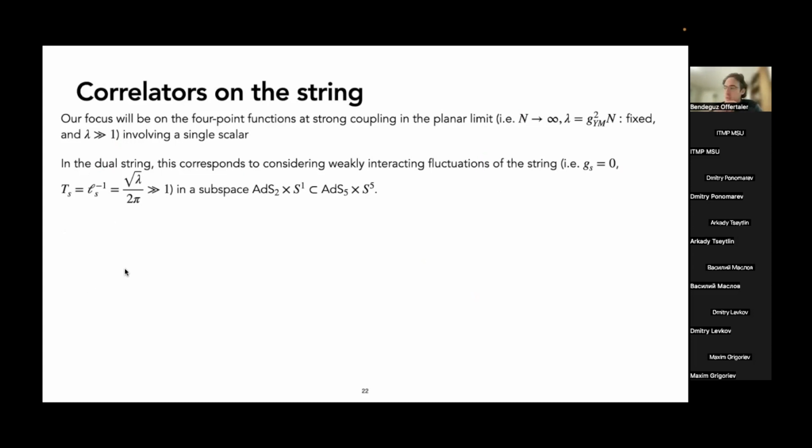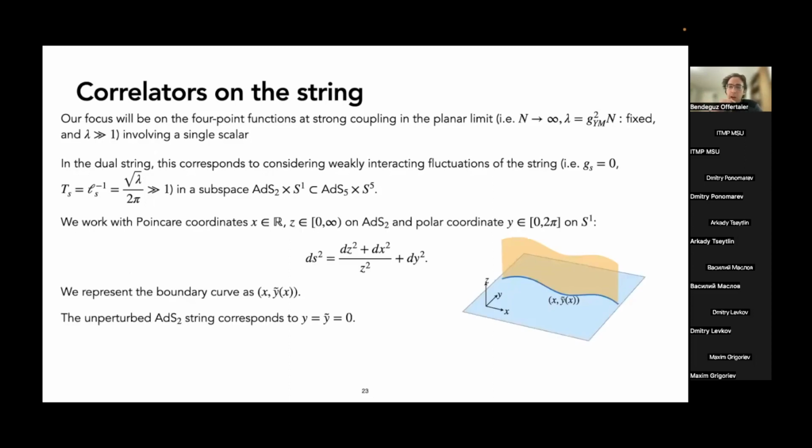In terms of the dual string, this corresponds to considering weakly interacting fluctuations of the string in an AdS2 × S^1 subspace of AdS5 × S^5. So here S^1 is just one of the angular directions in S^5. We'll work with Poincare coordinates x and z on AdS2 and polar coordinates on S^1 so that the metric takes this form. The string is incident on some curve on the boundary of AdS2 × S^1, which we will parametrize by the AdS2 boundary coordinate x, and by this function y tilde of x, which tells us how much the string fluctuates in the S^1 direction.